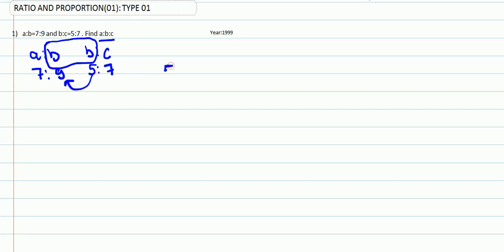How? By multiplying this 5 by 9 by 5, so that 5 and 5 would cancel out and I would get 9.